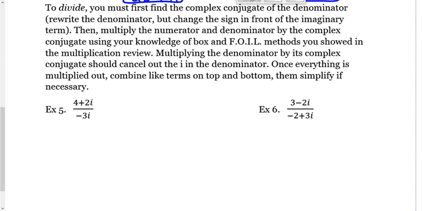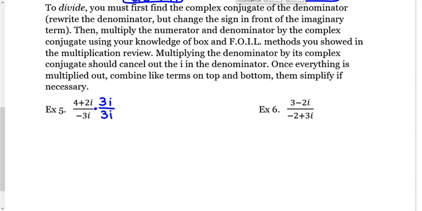I'm going to look at the denominator, which is negative 3i. It is an imaginary number. There's no real numbers here, which means I need to change the sign of negative 3i. What's the opposite of negative 3i? Positive 3i. So my numerator and my denominator are going to get multiplied by that.